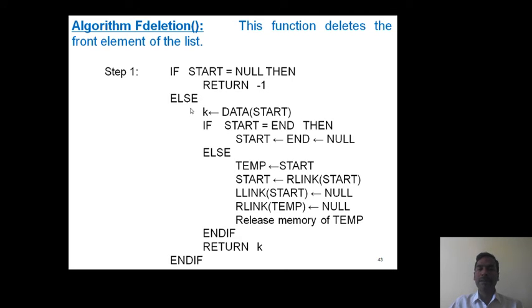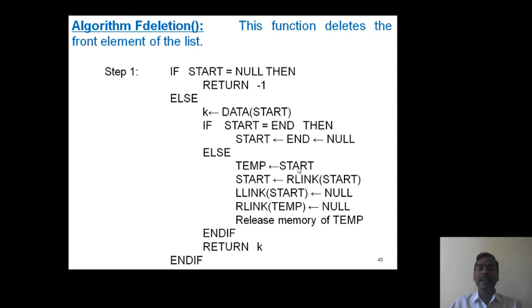Else, if elements are available, first access the data part of the start node. So k equals data of start. If start equals end, that means only one element is available, then start and end are set to the null pointer. Else, if it consists of more than one element, now temp equals start.